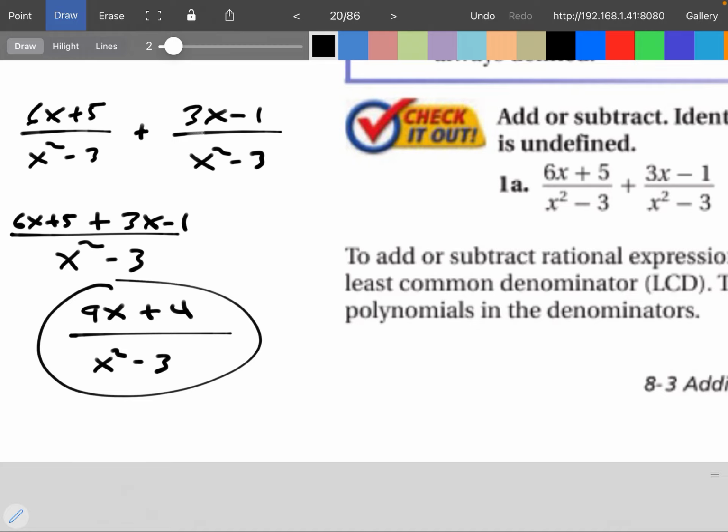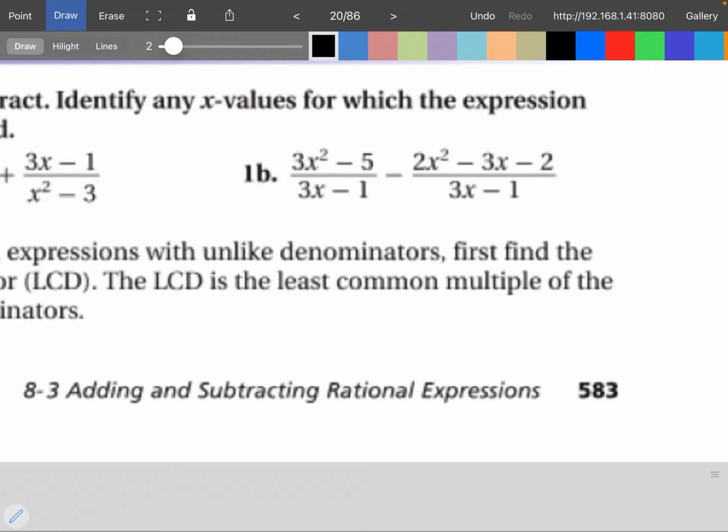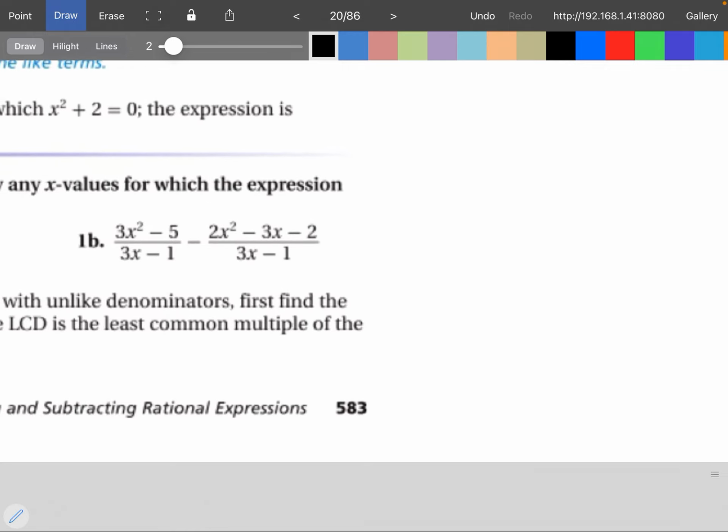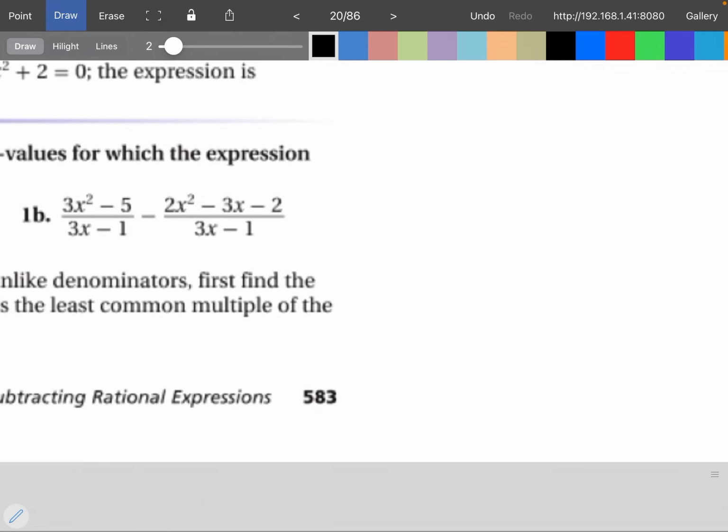All right, so let's look at 1b here. So let me go over to the other side. So 1b. Well, this one's not going to be that bad either because we already have a common denominator. Do you guys see that? So that shouldn't be too bad. So this one, again, I'm just going to keep my common denominator. It's 3x minus 1. And then I just have to add the numerator.